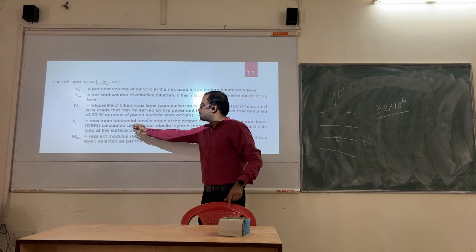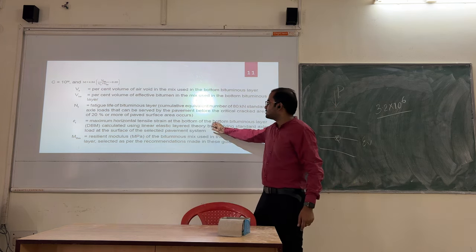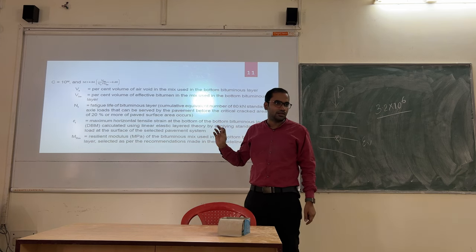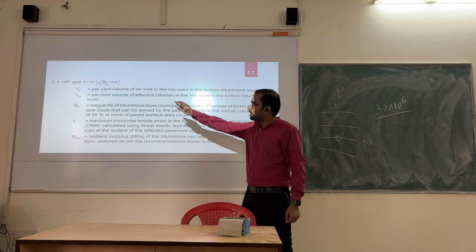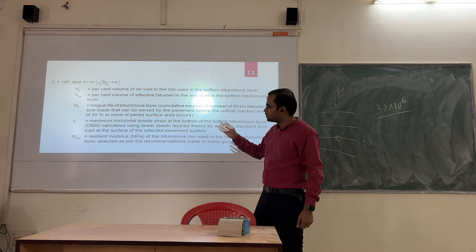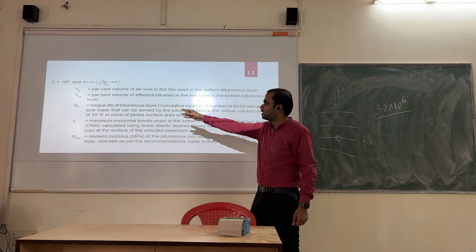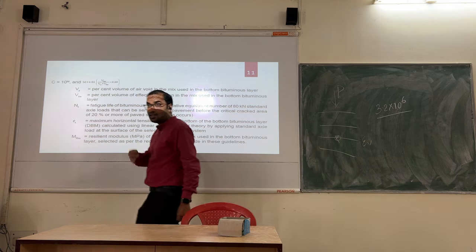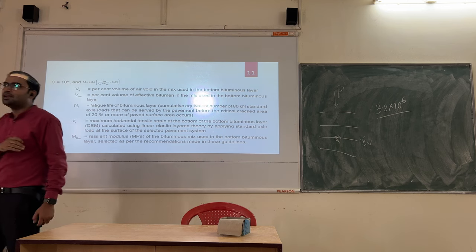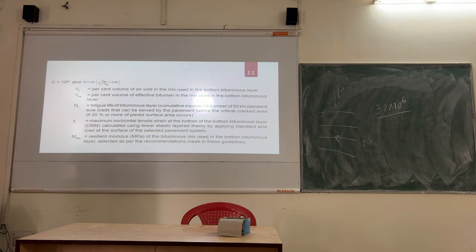Epsilon T is the maximum horizontal tensile strain at the bottom of the bituminous layer that you are getting from the software. By putting that value in the formula, you similarly get NF, the fatigue life of the bituminous layer. With the previous one, you were getting the rutting life of the bituminous layer. Here you are calculating the fatigue life of the bituminous layer.